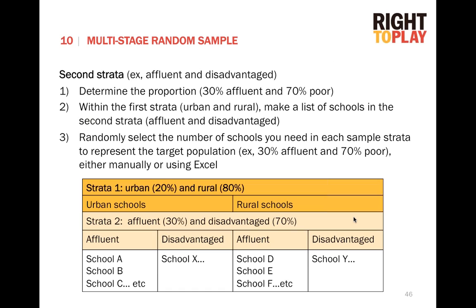And as you can see here in the list, you do that separately for urban schools and then separately for rural schools. And then from within each of those lists, you now have 4 lists, you randomly select the number of schools that you need in each sample strata to represent the population. So it should be 30% affluent and 70% poor within your urban category, and it should be 30% affluent and 70% poor in your rural strata. And again, you can do this either manually or by using Excel.